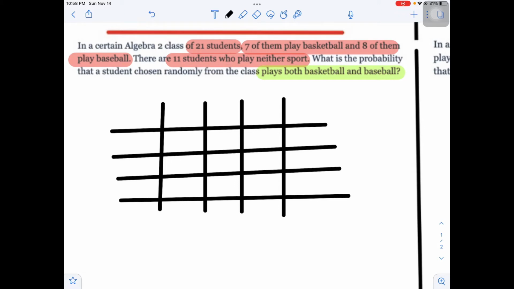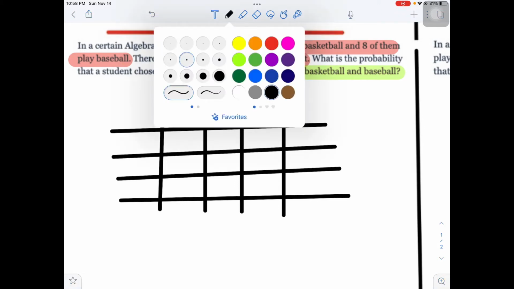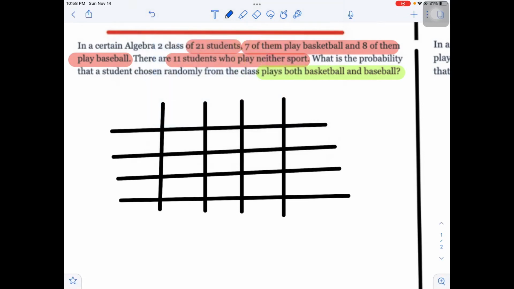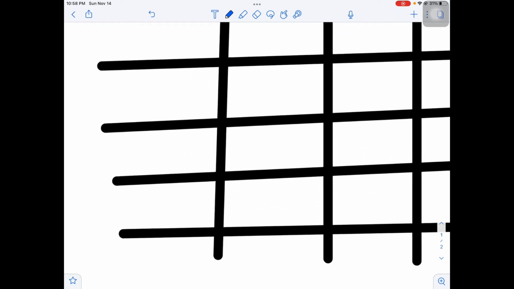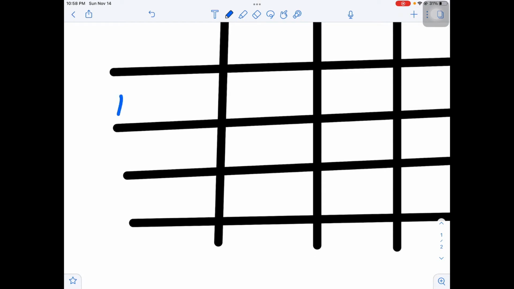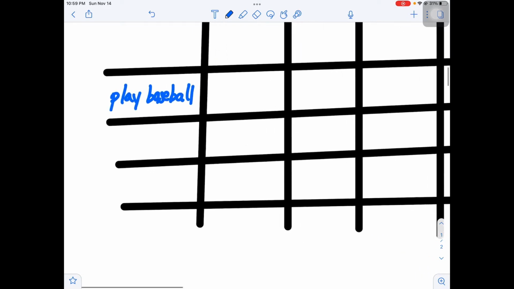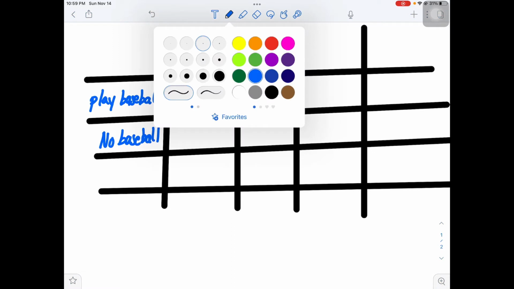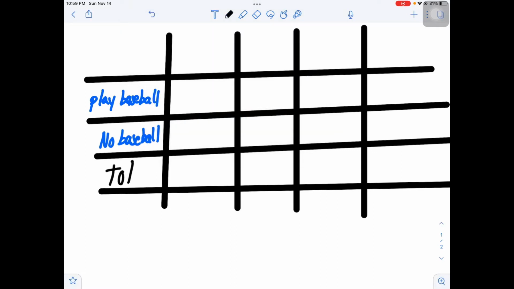Okay? Now, I'm going to label here. I'm going to start with plays baseball. Baseball is my favorite sport, so I'm going to start with plays baseball. I'm going to label this plays baseball. And some kids don't play baseball, so no baseball. And on this last line, I'm going to call this the total.